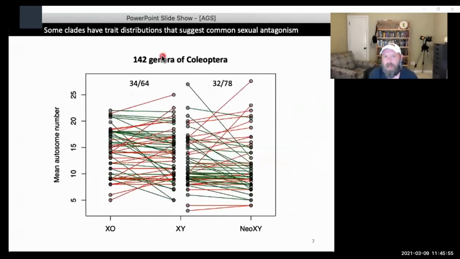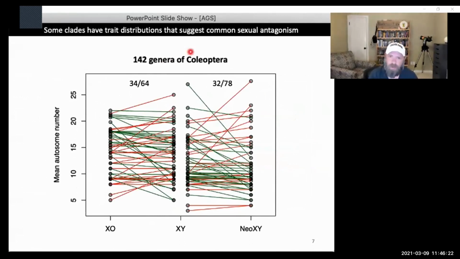We've also done the same analysis across 142 genera of Coleoptera. And here what we see is actually a pretty good mix between the ones that show this clear signal of an autosome sex chromosome fusion and ones that don't. There are still over 60 genera that have this reduction in autosome number along with the transition. But obviously something else is also having a big impact on chromosome number.